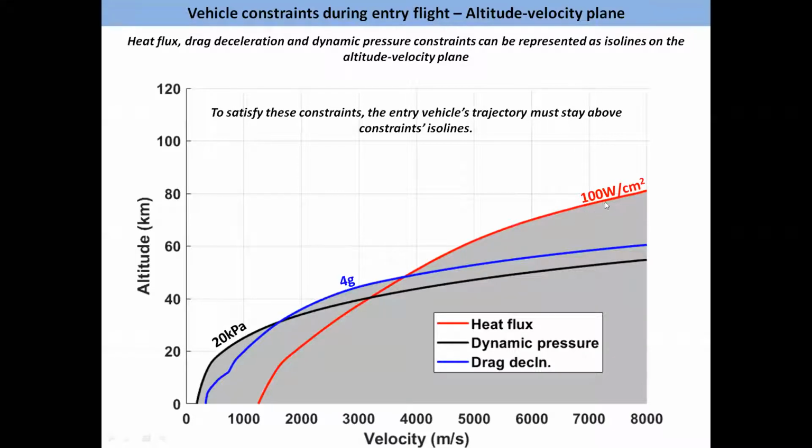So if you see the red line, along this line you have 100 watt per centimeter square. That means if the vehicle is above this, it faces lesser heat flux. If it is below this, it faces a heat flux more than 100 watt per centimeter square. So if your constraint is 100 watt per centimeter square on peak heat flux, all you need to ensure is that your vehicle flies above this particular line. And in the same way for drag deceleration and dynamic pressure. So to satisfy all those vehicle constraints, the entry vehicle's trajectory must stay above the constraint isolines.